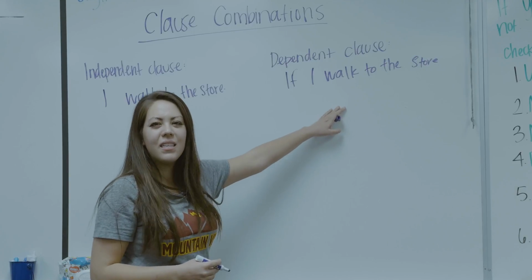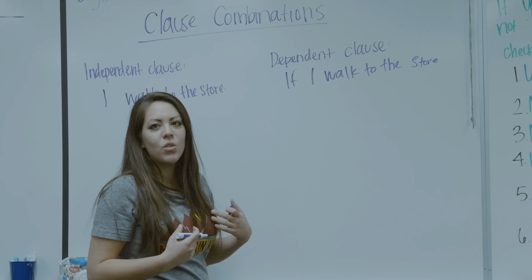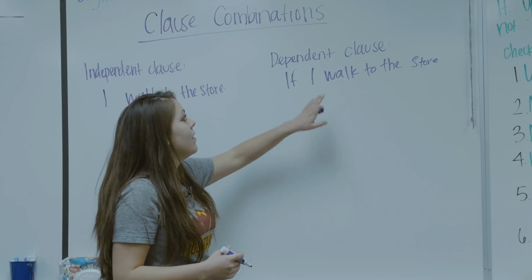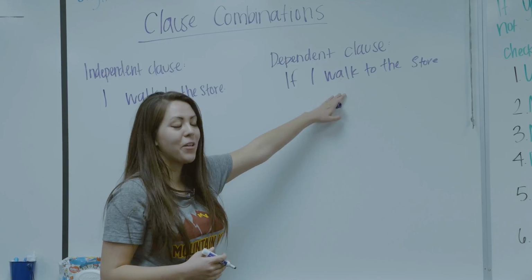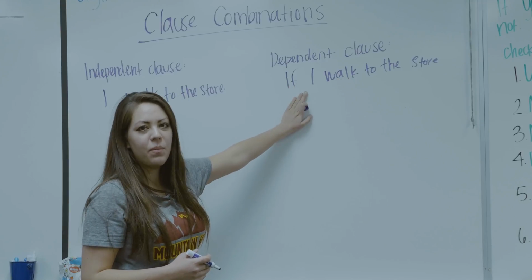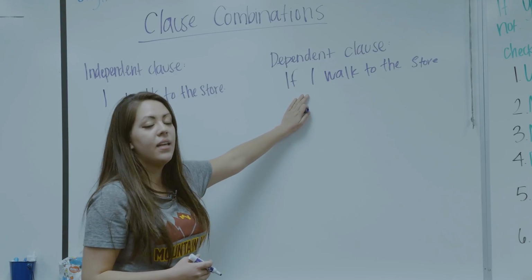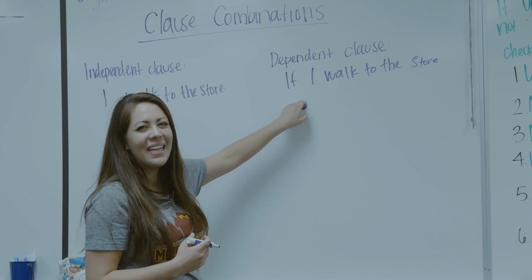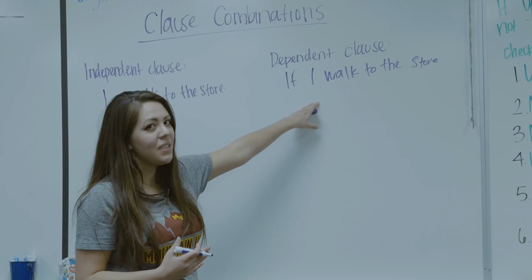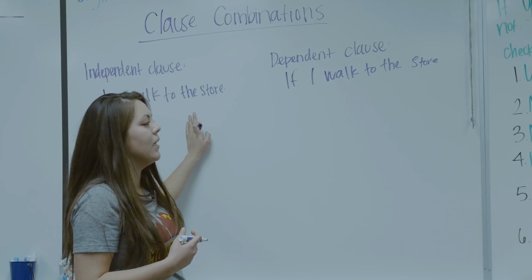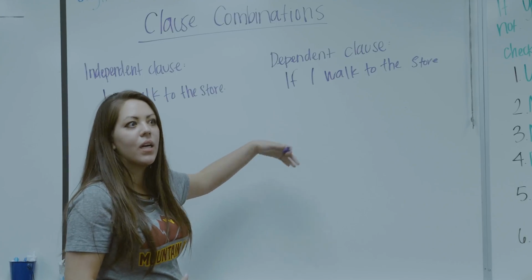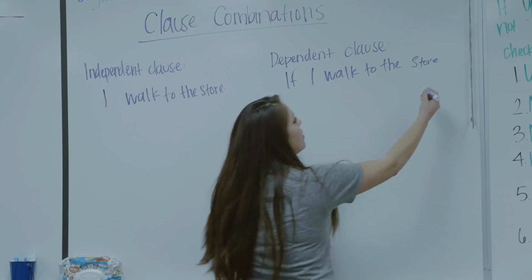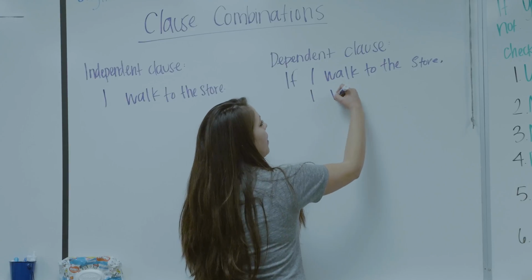Can you hear how it's incomplete? If I walk to the store, then what? Here's our subject, here's our verb, but it's a dependent clause because it begins with a subordinating conjunction. Now, to finish this sentence so that it's a complete thought, again, it depends on something else. What does it depend on? An independent clause. If I walk to the store, then what? If I walk to the store, I will buy milk.